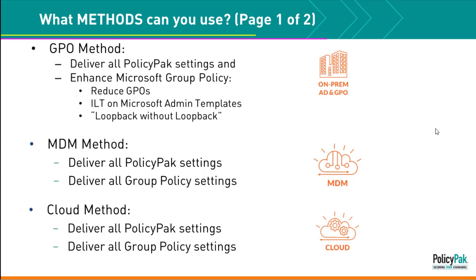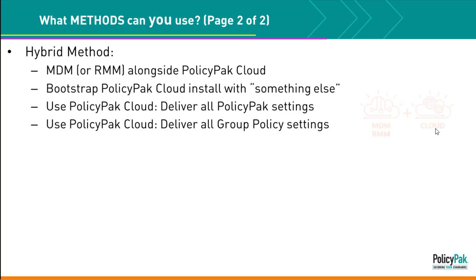Now, these two things sound like they're similar, and we'll talk about where they are and where they aren't down the line. Okay? Now, what's this crazy hybrid thing? Well, hybrid basically means you want to use PolicyPak Cloud, but you might want to bootstrap your installation of PolicyPak Cloud with something else. Maybe you've got an RMM or an MDM tool like Intune or some other RMM tool, and you already have connectivity to machines.